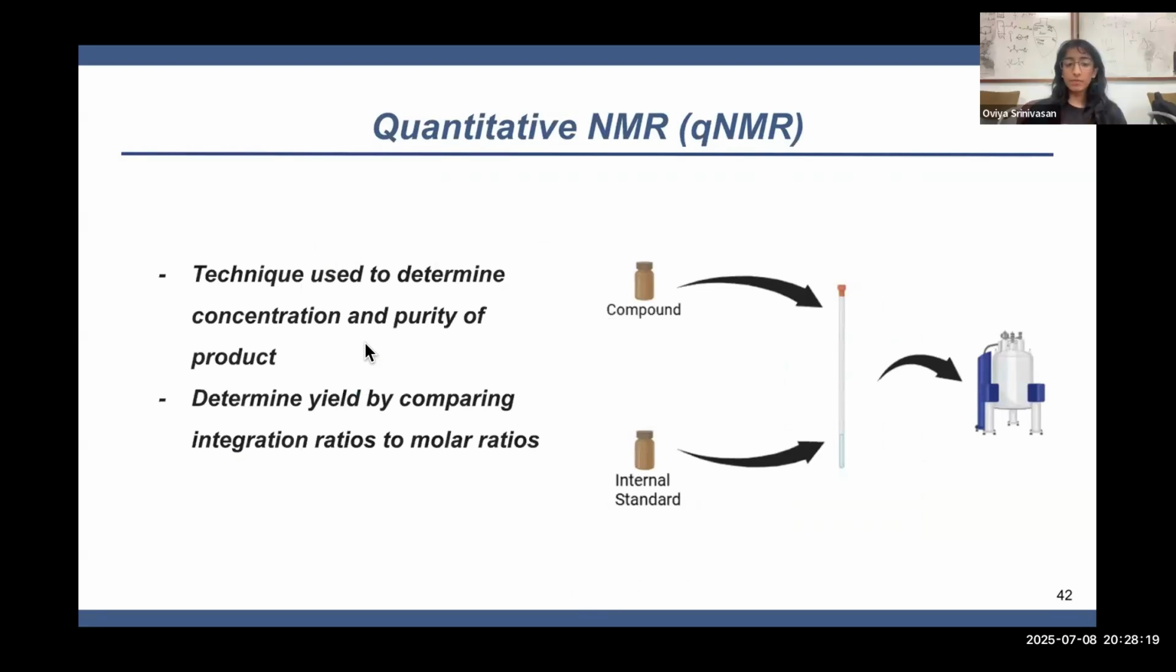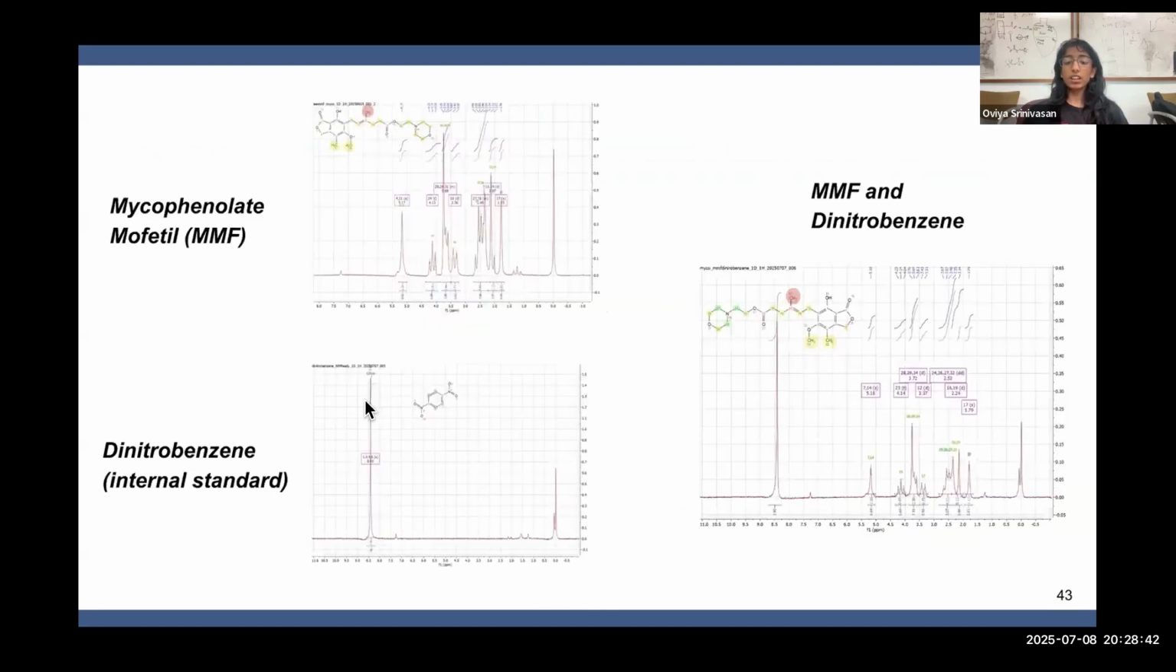So what is QNMR? It's an analytical technique used to determine concentration and purity of product. You combine some of your reaction with an internal standard whose peaks do not overlap on NMR with your desired product. Based on how many moles you have of your internal standard, you are able to determine the moles of product and consequently the yield of your reaction. On the top, we have mycophenolate mofetil, on the bottom, our internal standard of dinitrobenzene, and on the right, our combined QNMR.